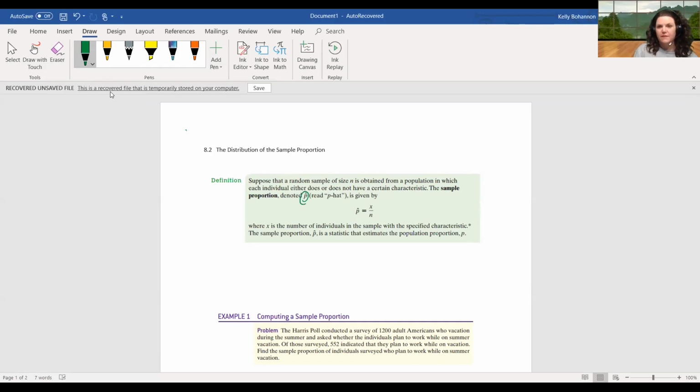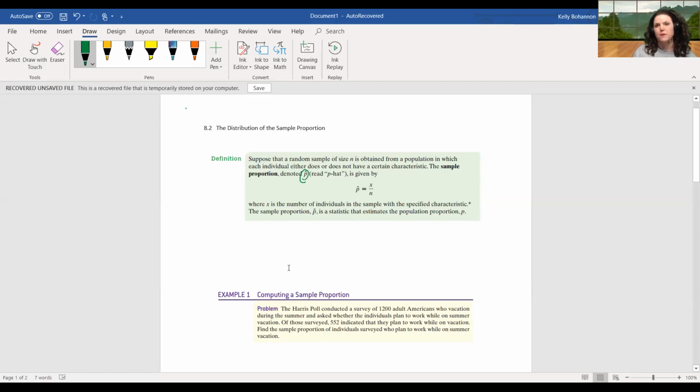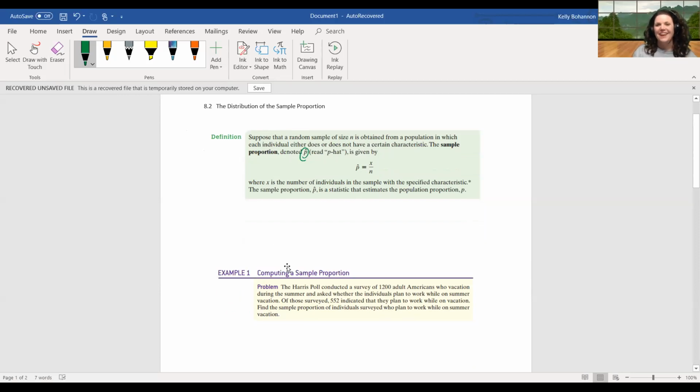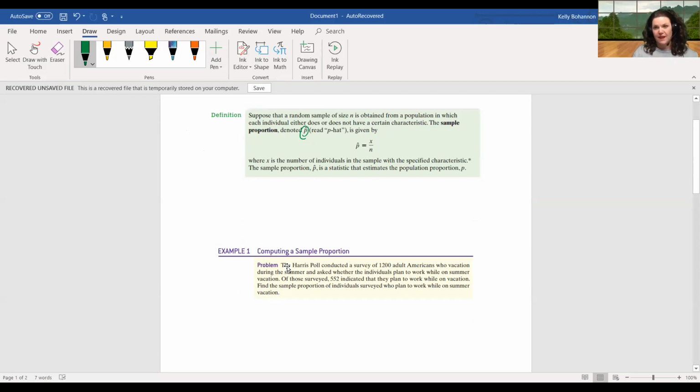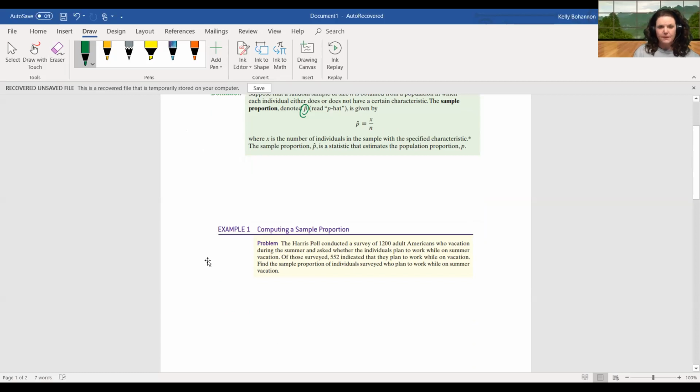The sample proportion is denoted with this symbol, and we call it p hat. P hat is given by x over n, where x is the number of individuals in the sample with the characteristic, and n is the sample size. The sample proportion, p hat, is a statistic that estimates the population proportion. So when the population is so large that we cannot possibly get the information from everyone, we take a sample and find the proportion using that, and that is p hat. So let's look at example number 1.